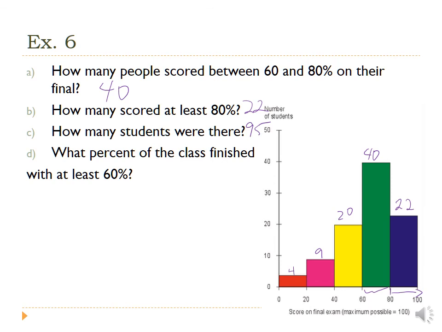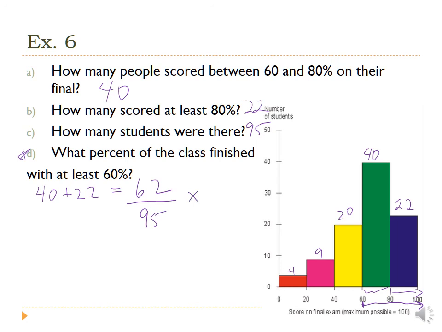Now D is a good question. What percent of the class finished with at least 60? So at least 60 would be from here to here. So that's the green bar and the blue bar together. So we'll do 40 plus 22 first, because that's those two bars. So that's 62. But we want the percent. So remember, to find a percent, take the number, which we got 62, divide by how many, which we just got in part C, 95.